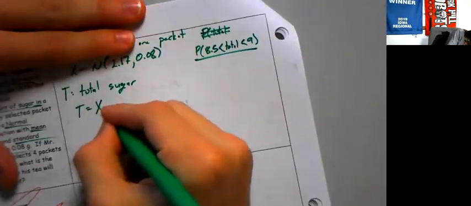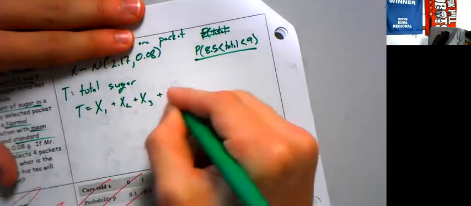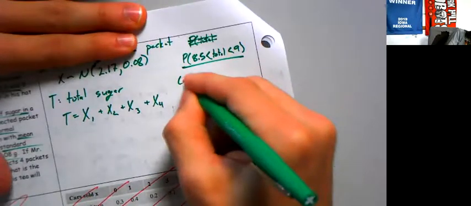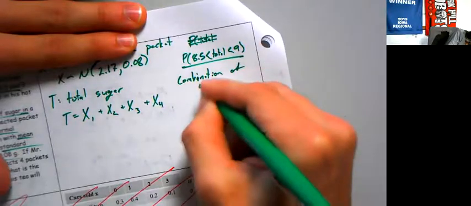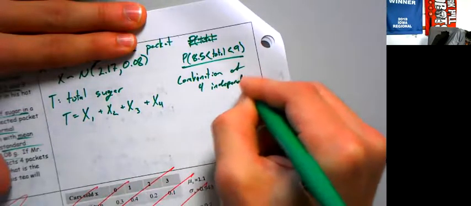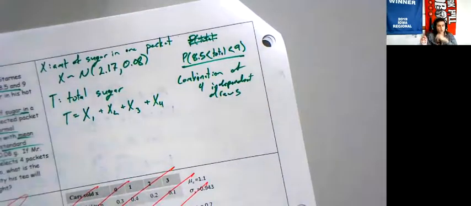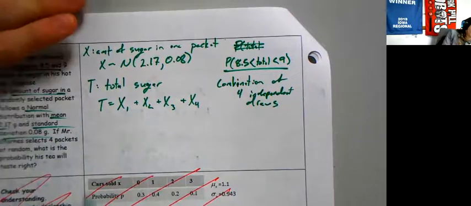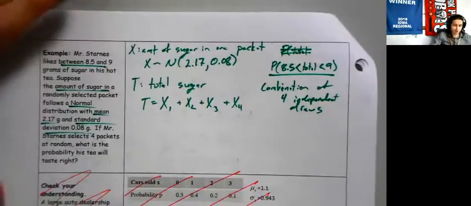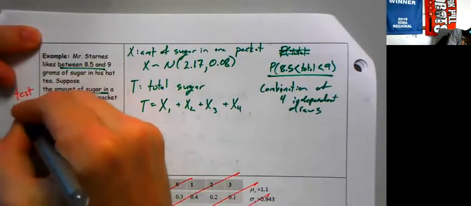This needs to be X1, X2, X3, X4. This is a combination of 4 independent draws. It's not one packet multiplied by 4. It's 4 separate packets. Where does that make a difference? That makes a difference on the standard deviation formula. So this problem right here is a test question. I'm going to write out to the side, test question, and some of y'all are going to be surprised when you see it.